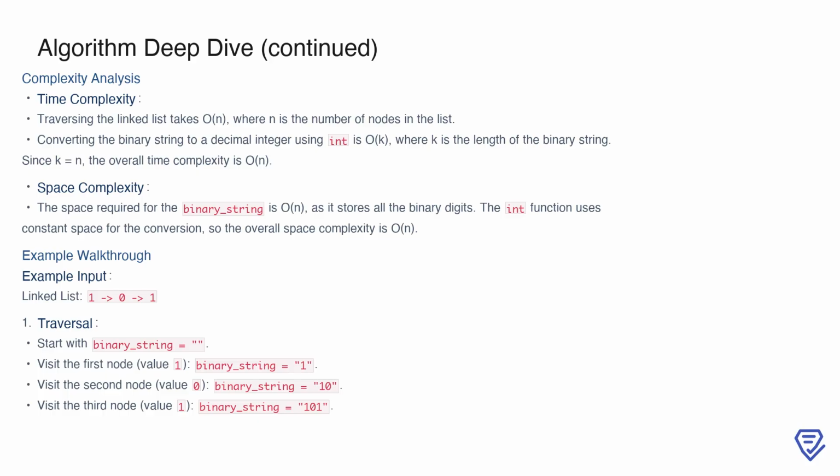As for space complexity, the binary_string requires O(n) space to store all the binary digits. The int function itself uses constant space for the conversion, so the overall space complexity remains O(n).